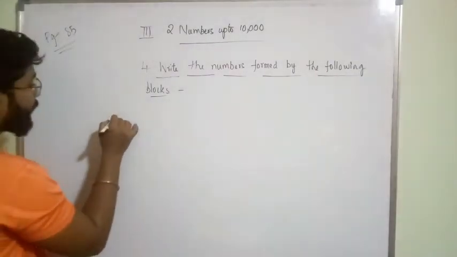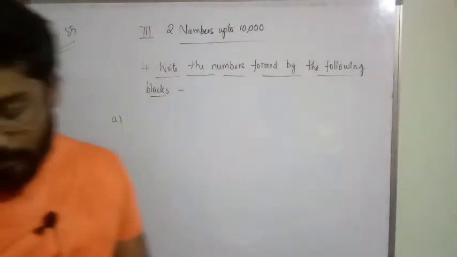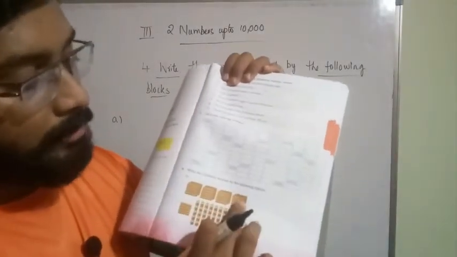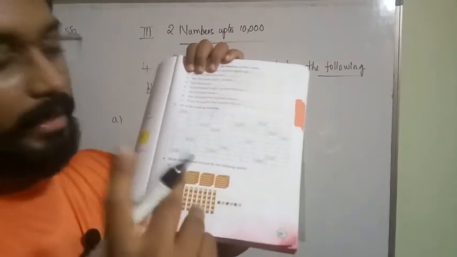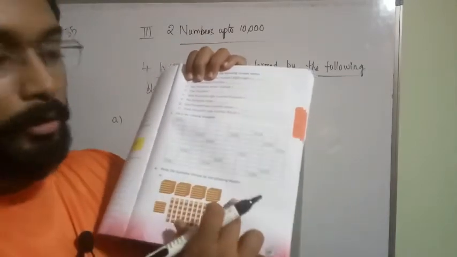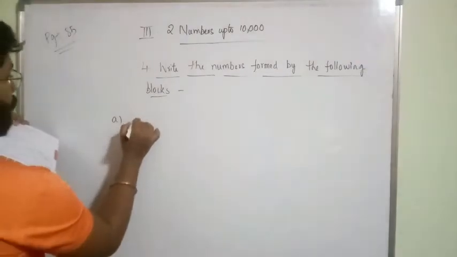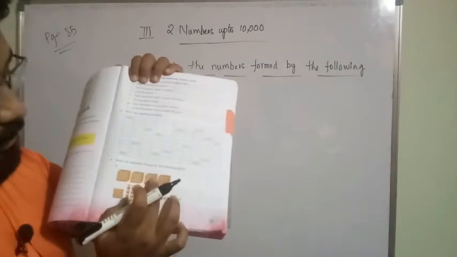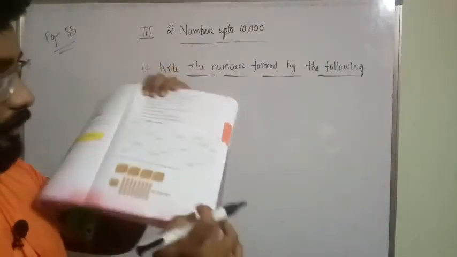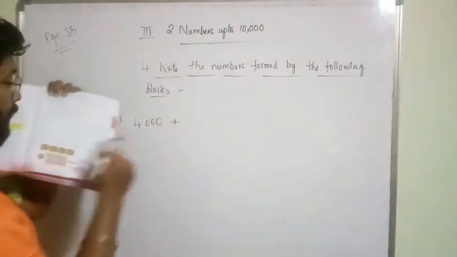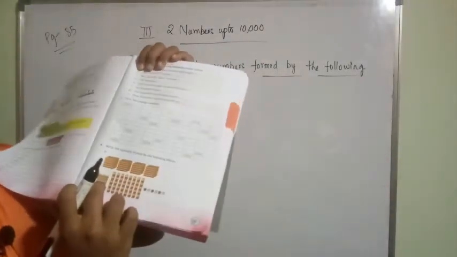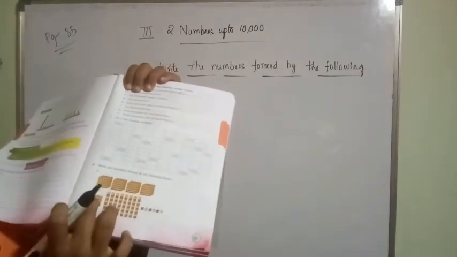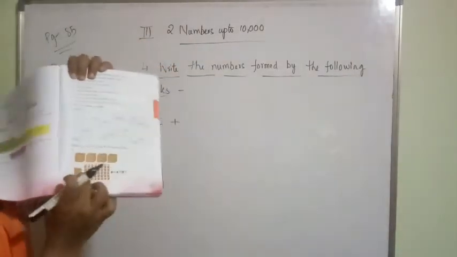So A, in A, what has he given? He has given 4 cubes. For each cube, what is the value? 1000. So what is the total value? If you add 1000 plus 1000 plus 1000 plus 1000, what will it become? 4000. Next he has given 1. So what is this? This is a square. We are considering it as a square. So what is this? This is 100.